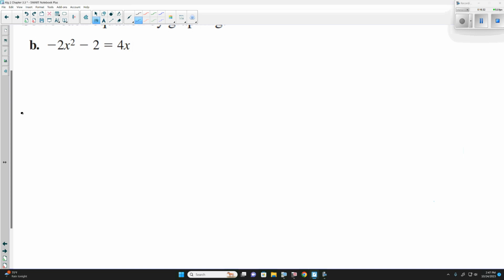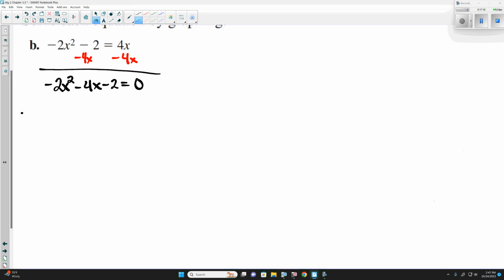Let's look at this one here. Now, what did we say these equations had to be equal to? 0. Before we can start, we need this equal to 0. Exactly. Now, negative 2x squared, negative 4x, and negative 2, none of these are like terms. Which tells us we have negative 2x squared minus 4x minus 2 is equal to 0.